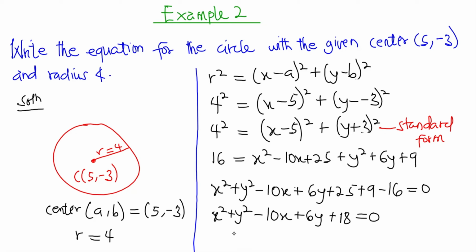It means that the equation of a circle with a given center 5 comma negative 3 and radius of 4 is X squared plus Y squared minus 10X plus 6Y plus 18, which is equal to 0. And we can call this the general form of the equation of a circle.